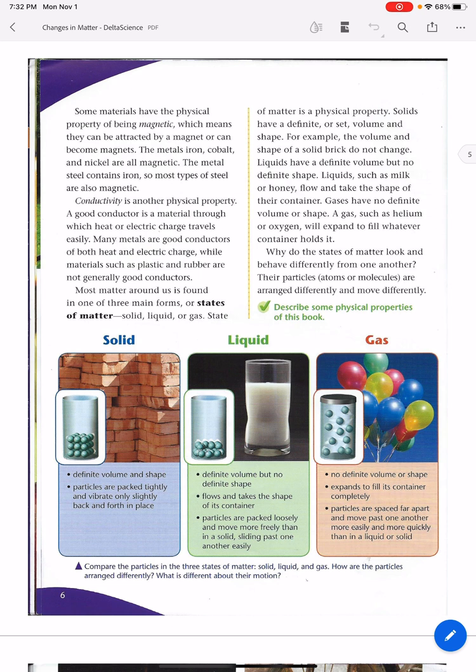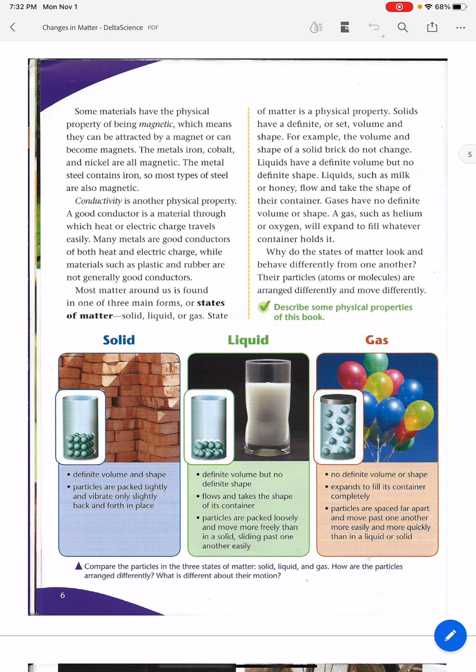Gases have no definite volume or shape. A gas, such as helium or oxygen, will expand to fill whatever container it holds. Why do the states of matter look and behave differently from one another? Their particles, atoms, or molecules are arranged differently and move differently. Describe some physical properties of this book.